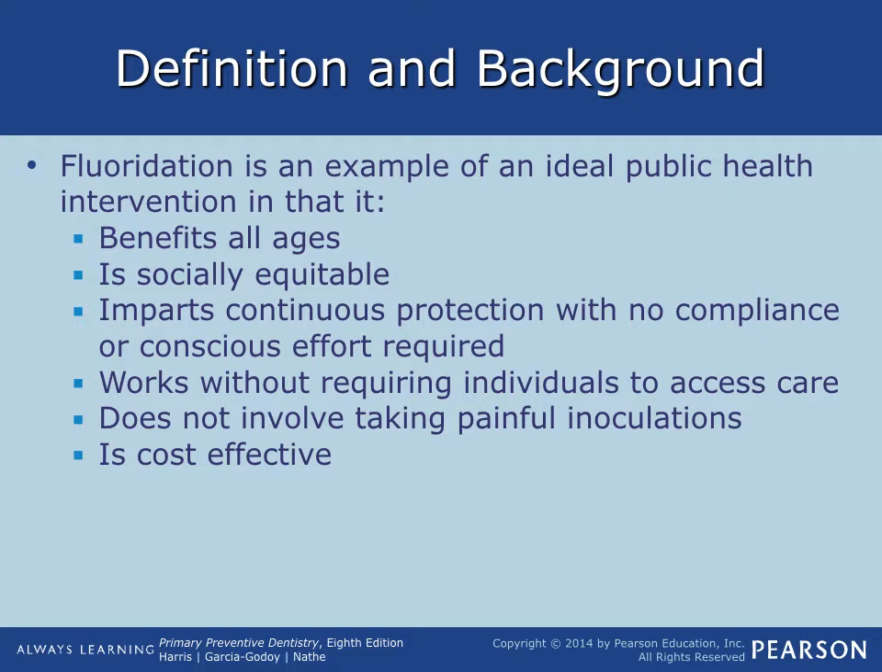Fluoridation is an example of an ideal public health intervention. And what does that mean? It's an ideal intervention that's put into place publicly, but it benefits all ages. So it's not just for kids or just for the elderly. Everybody benefits from fluoridation. It's also socially equitable, so it's not just in affluent communities, it's in poor communities as well. It imparts continuous protection with no compliance or conscious effort required.